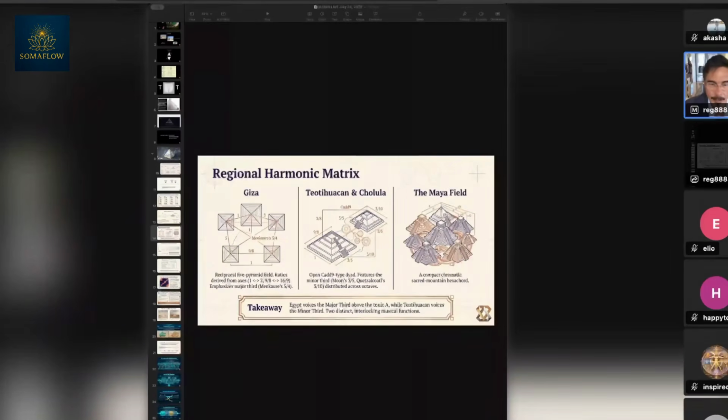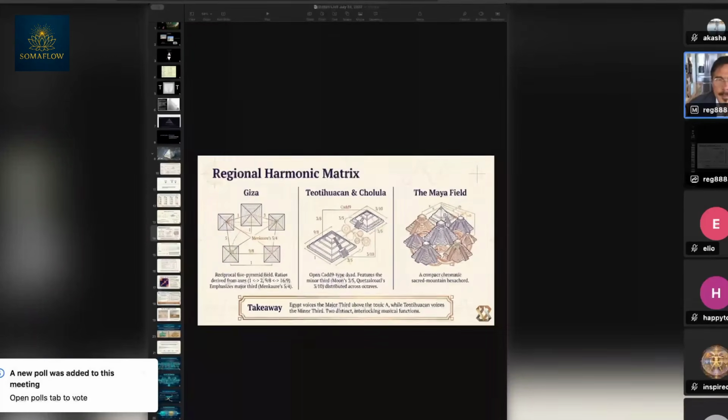Put that in here. Create a poll. Do you think that the proportion matching between Giza and Teotihuacan are merely coincidental? Base, height, and length. Wait, I'll have to look.